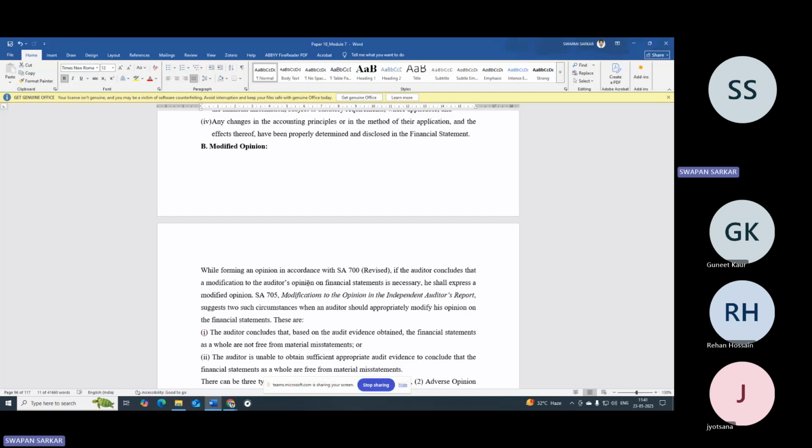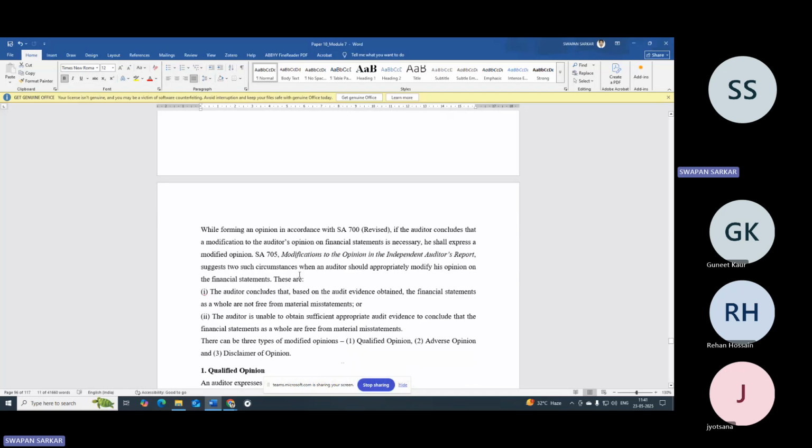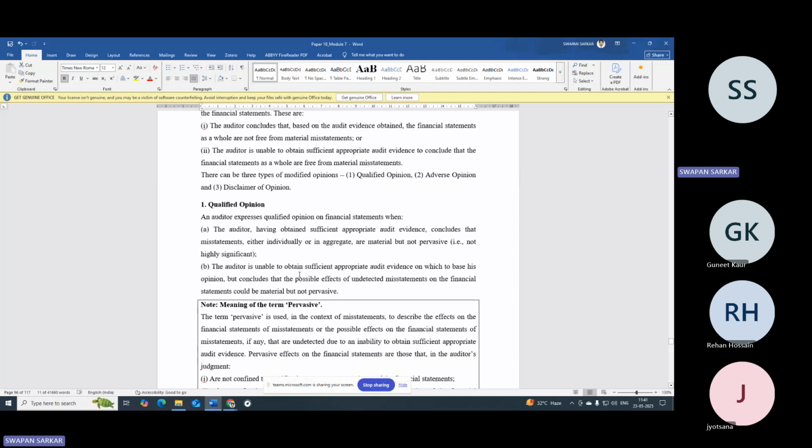These are: the auditor concludes that, based on the audit evidence obtained, the financial statements as a whole are not free from material misstatement, or the auditor is unable to obtain sufficient appropriate audit evidence to conclude that the financial statements as a whole are free from material misstatements. There can be three types of modified opinion: qualified opinion, adverse opinion, and disclaimer of opinion.